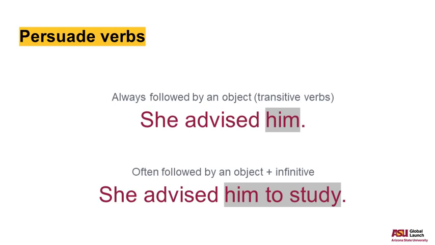Here the verb is advise, which is a persuade verb. She advised him. The verb advise is followed by him, the object. Notice there's no other verb, but this thought is quite simple, and often the object is followed by the infinitive, as you can see here in the sentence, she advised him to study.